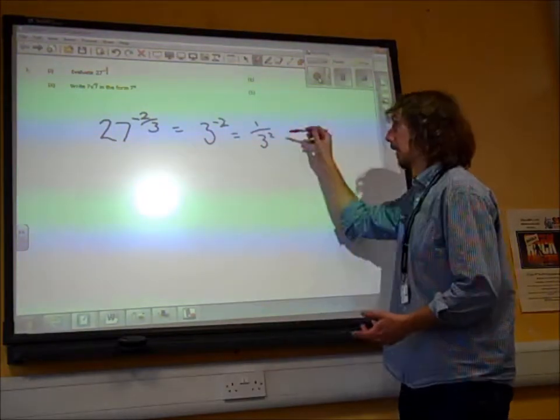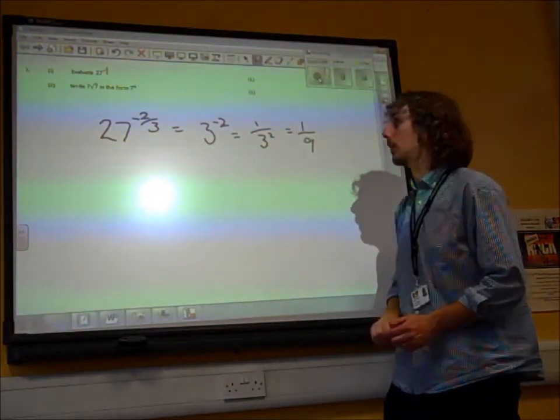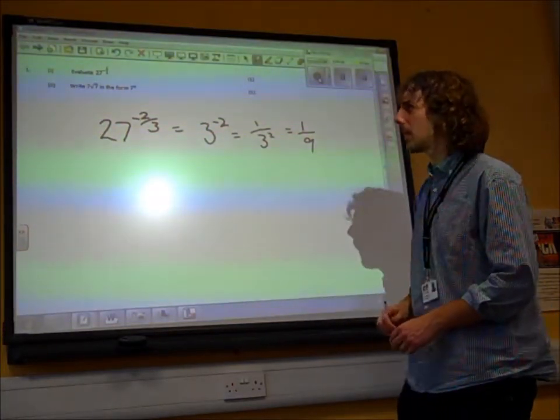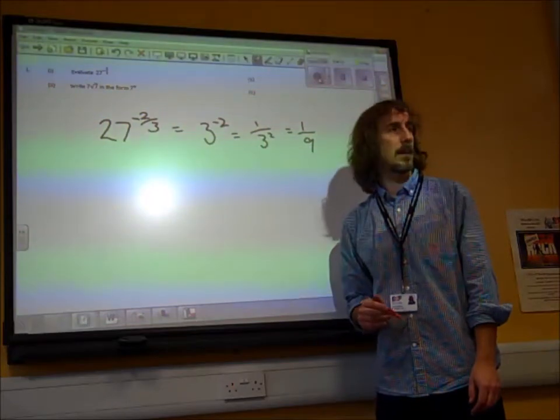And 3 squared is 9. So the answer is only 1 mark. The answer we should have got to is 1/9. Good start. Write 7 root 7 in the form 7 to the n.